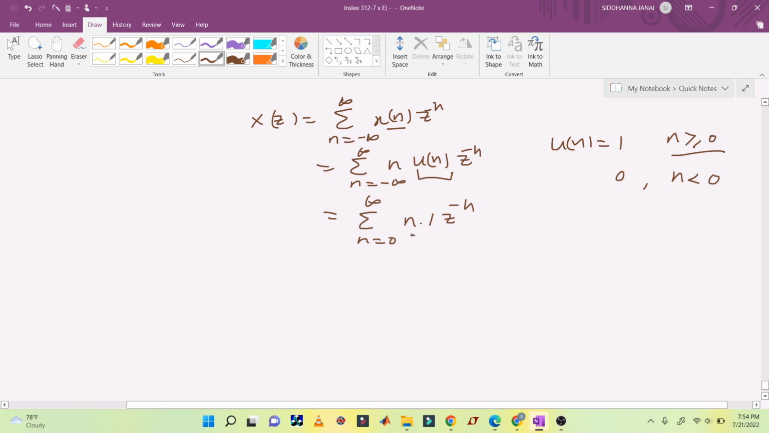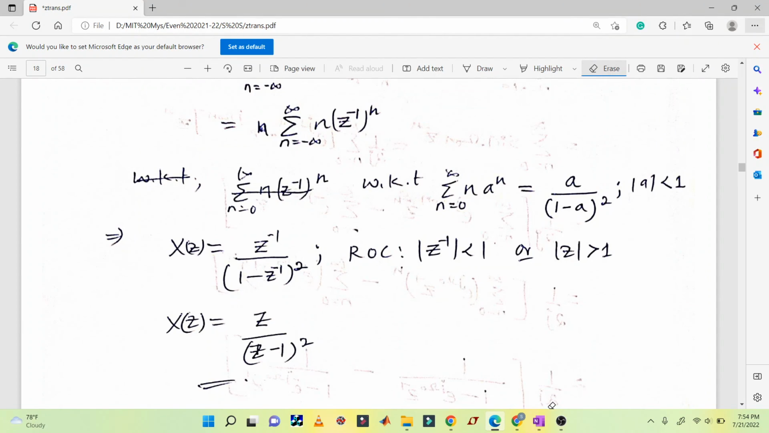But for this kind of summation also, let me erase this n into 1, we have an equation. We have an equation that I have shared already. That is summation n is equal to 0 to infinity, n into a to the power n, is equal to a divided by 1 minus a, whole square. So here I have mentioned it.